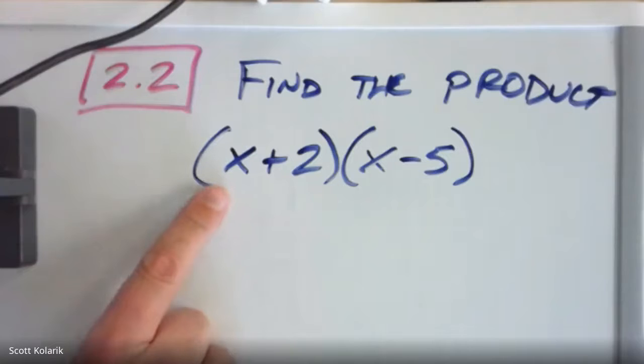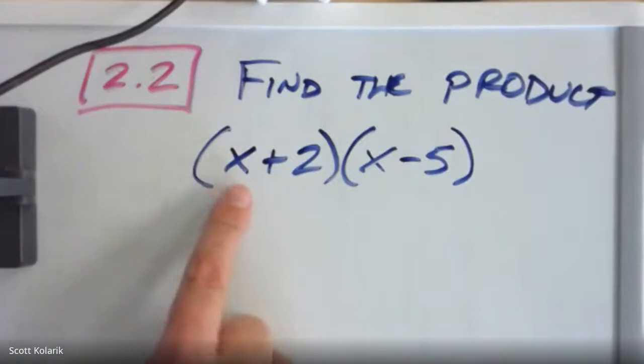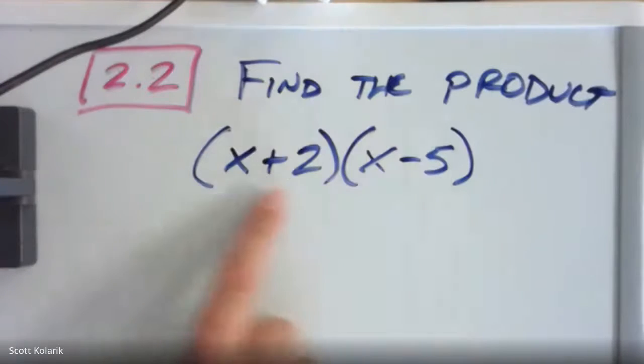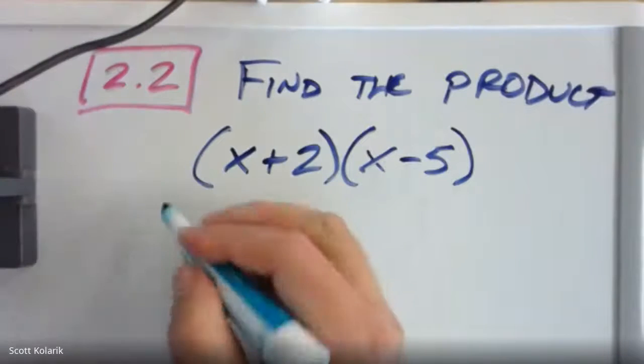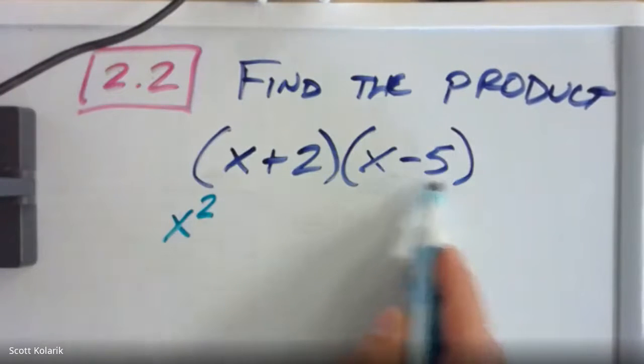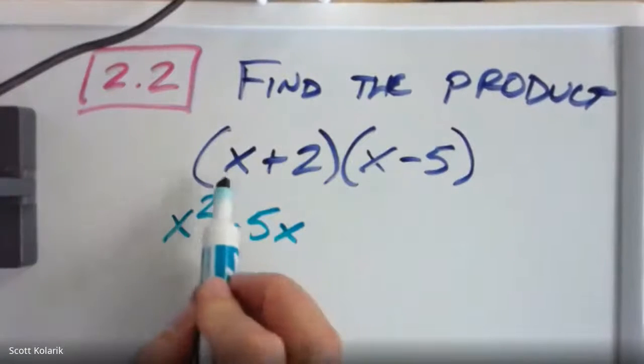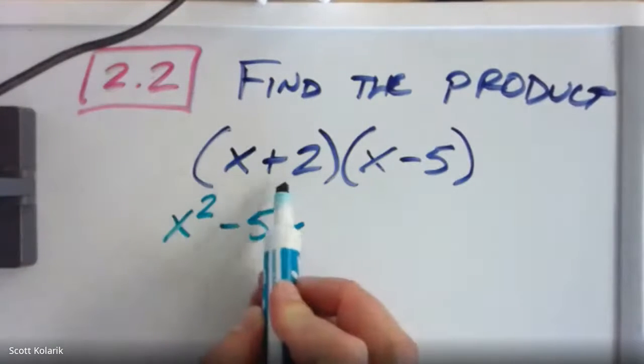So my first object here is just x. And because it's multiplying through this parentheses, I'm going to first multiply that x through this parentheses. So x times x gives me an x squared. That same x times -5 gives me -5x. And I'm done with the x. Move on to the next object.